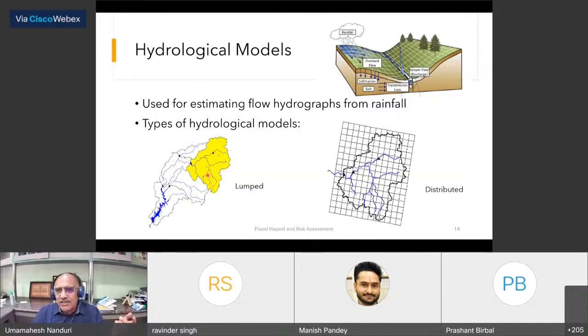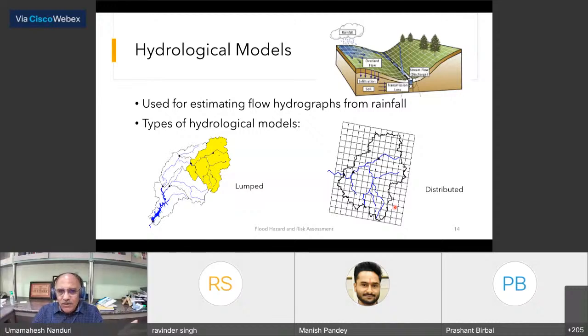The other side, we have what we call distributed models, where we divide this entire basin into smaller units. For example, today, most of the hydrological models that we are using are grid-based. We will divide the entire basin into grids, and then consider each grid, where the rainfall can vary and the hydrological characteristics also can vary. That's where you consider the spatial variation of the data, so rainfall as well as the hydrological and hydrogeomorphological characteristics. We call this a distributed model.